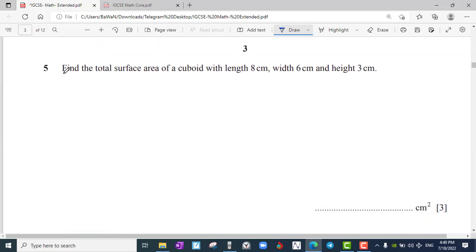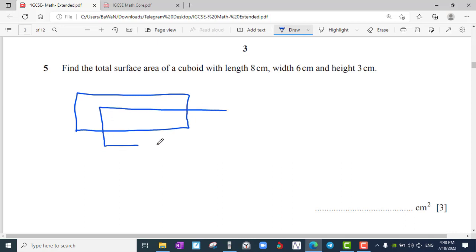Question 5. Find the total surface area of a cuboid with lengths 8, 6 by 3. Let's draw a rough sketch of such a cuboid. This is a rough sketch. Now we know the length is 8. The width, this is the width, is 6. And the height is 3.